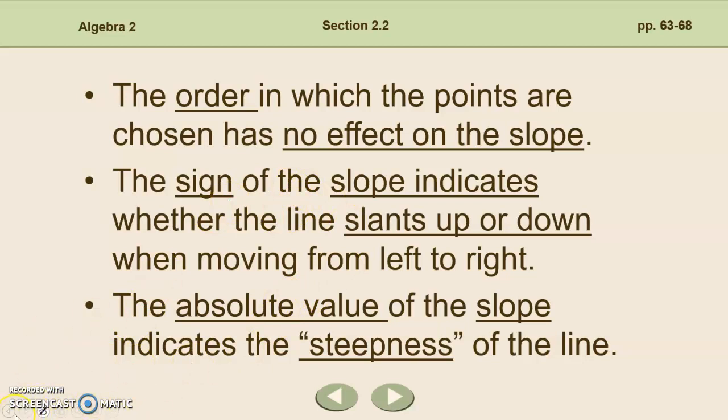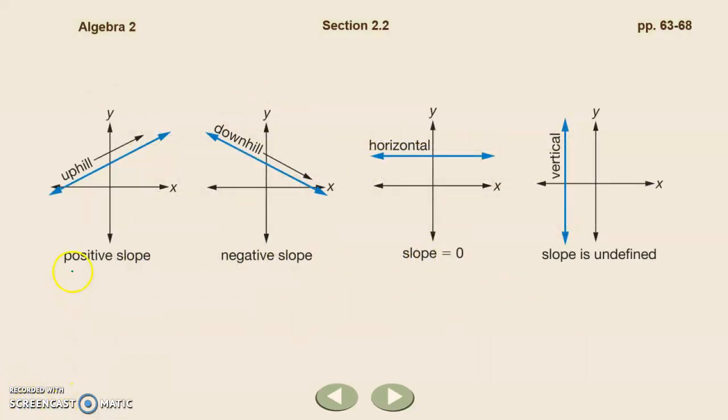So we had two different slopes. One was positive and one was negative in our previous examples, and that's telling us whether the slant is going up, whether it's an uphill climb or a downhill slant. The absolute value of the slope indicates the steepness of the line. So let's take a look. When we have a positive slope, like in our first example, we had positive 3 over 2. Positive slope is uphill.